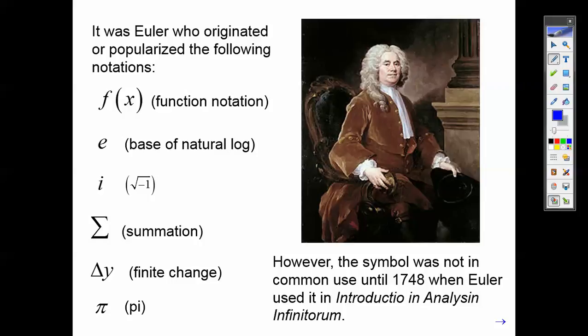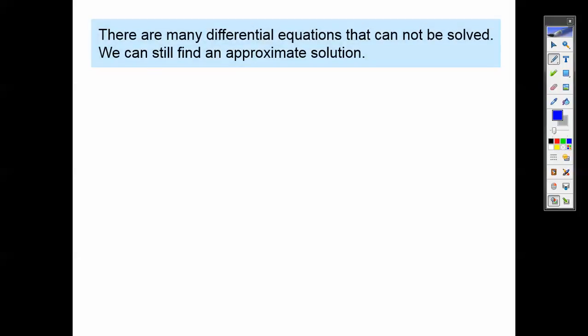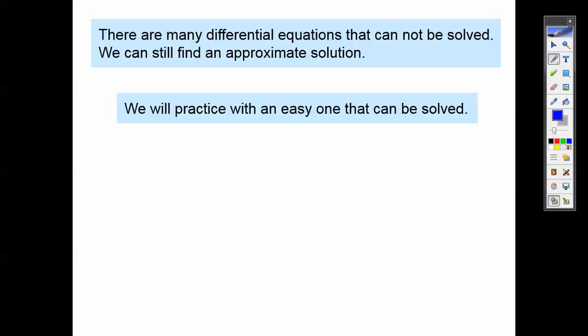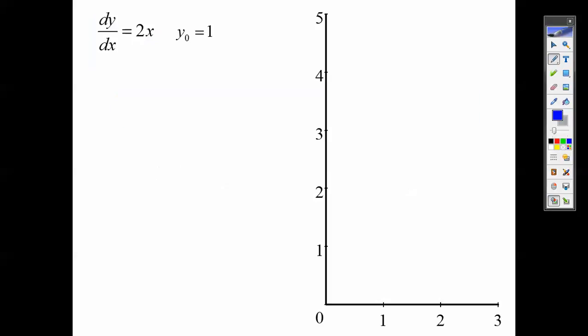All right, so there are many differential equations that cannot be solved. We can still find an approximate solution. We will practice with an easy one that we can solve. So this is the one we just did. So y prime equals 2x. So we know the solution is supposed to be 5 if you were doing y of 2.